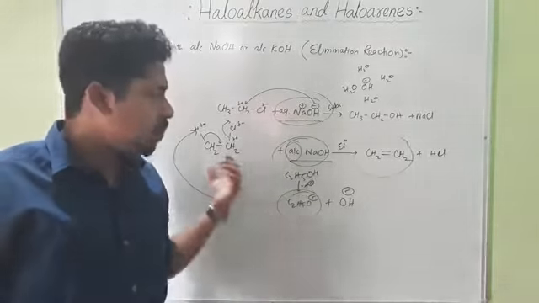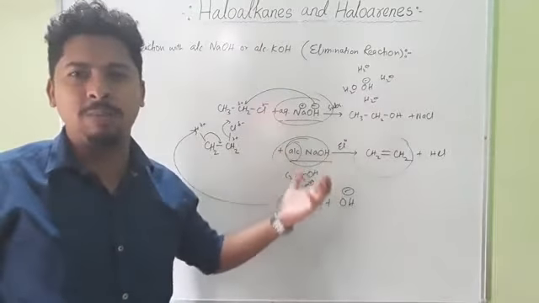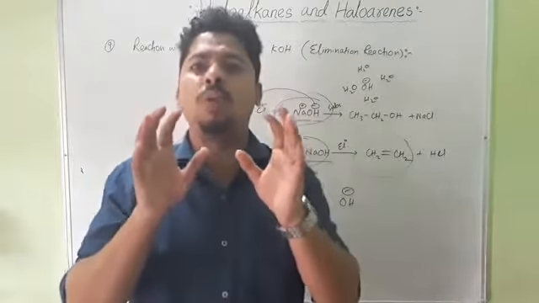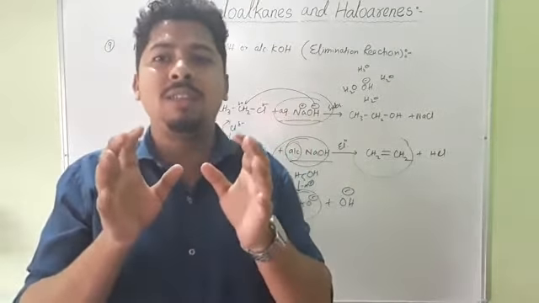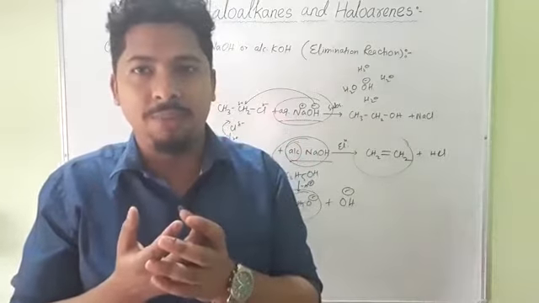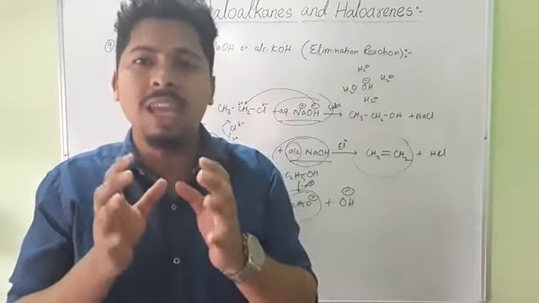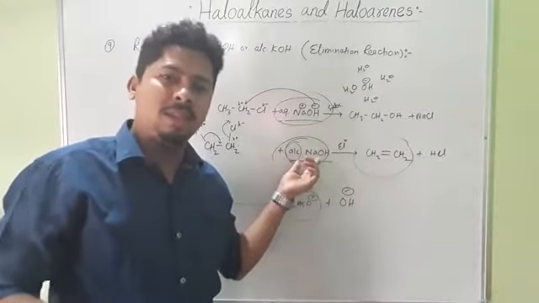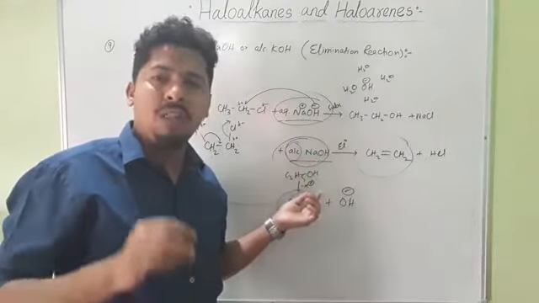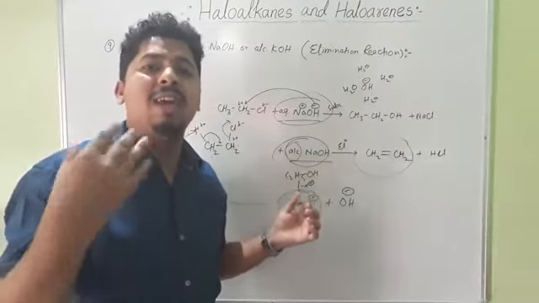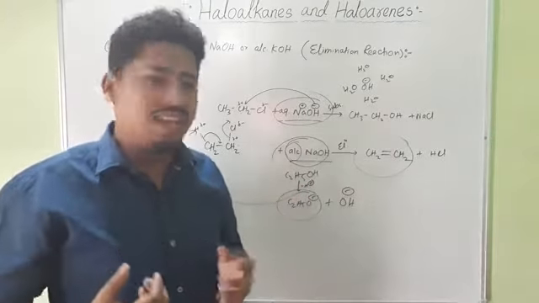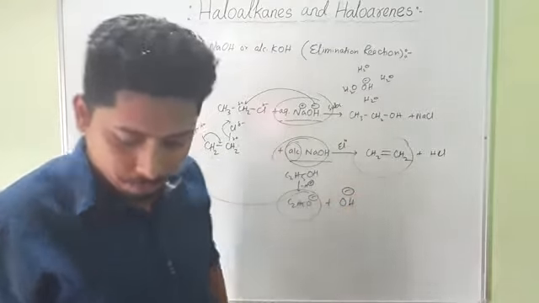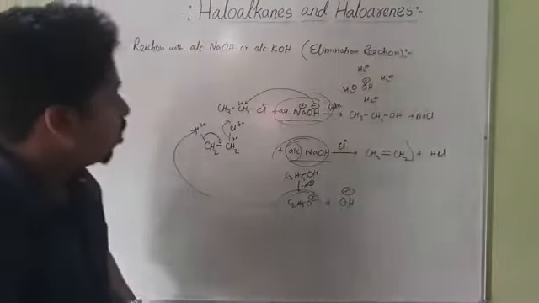So this is the mechanism of how this reaction takes place. The difference is that in case of aqueous NaOH or aqueous KOH, this OH minus acts as a nucleophile. But in case of alcoholic NaOH or alcoholic KOH, the alcohol molecules, after the release of H plus, act as a strong base, so they abstract a proton. As a result, we get the elimination product. So this is one elimination reaction.